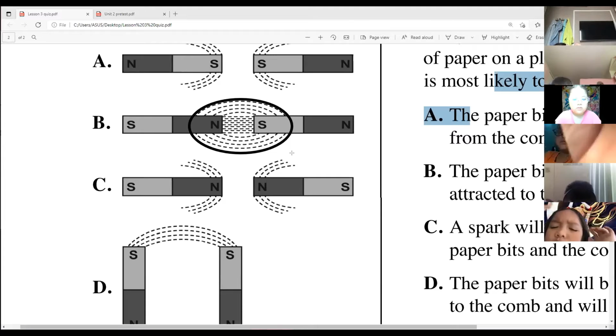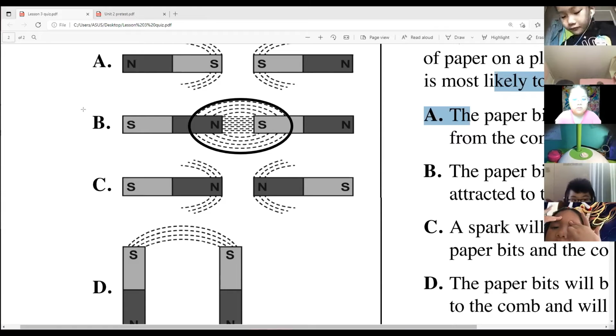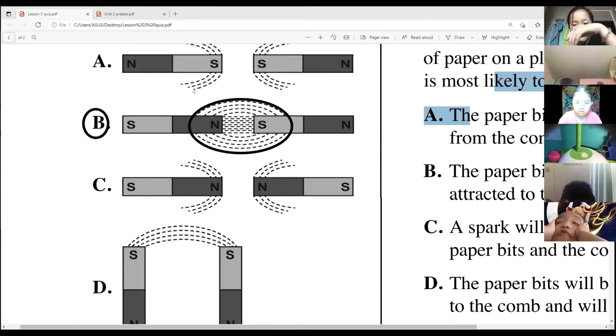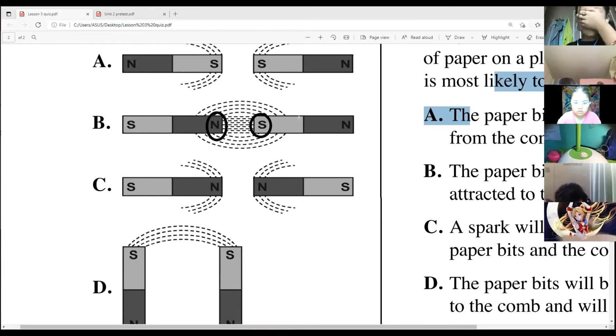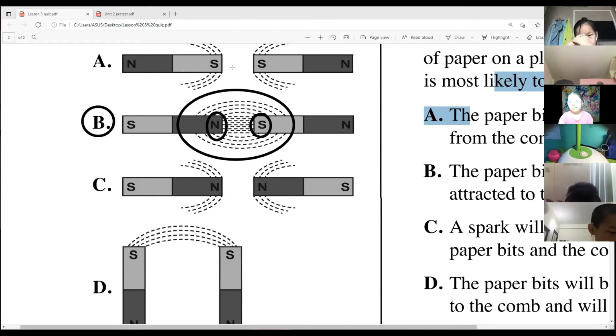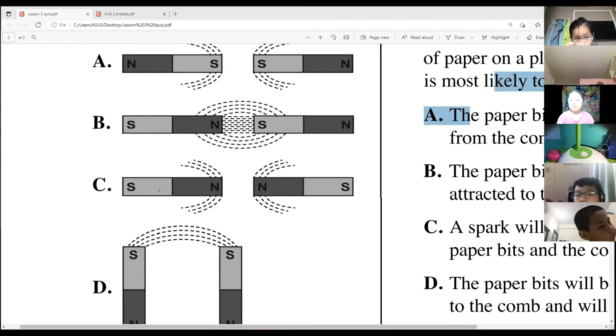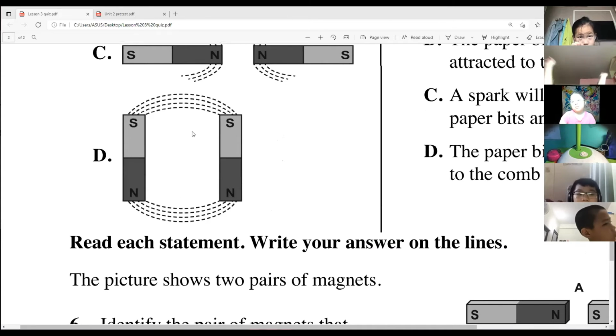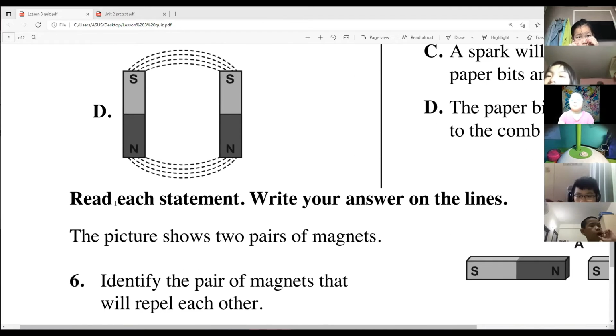You can see the magnetic fields. They're trying to attract each other. They are attracted to each other. So B is correct. The poles are opposite, and you can tell by the magnetic field. For C, if you look, you can see that the magnetic fields are repelling each other. There's no magnetic field between them. So B is correct. Good job.